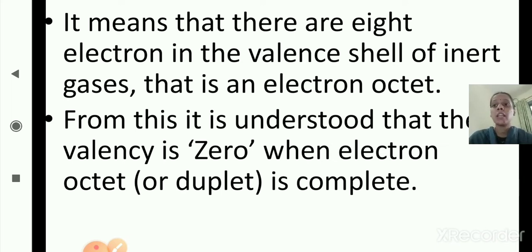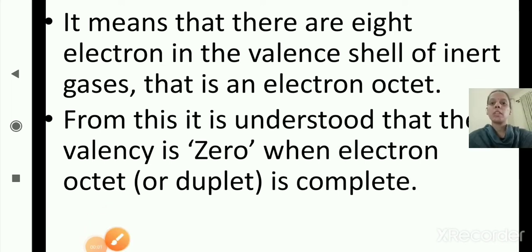It means that there are 8 electrons in the valence shell of inert gases, that is an electron octet. From this it is understood that the valency is 0 when the electron octet or duplet is complete. So we have understood that the inert gases we have just studied have valency 0, because their valence shell, their outermost shell, is completed with the octet or with the duplet. They already have 8 electrons in the outermost shell, so their valency is 0. I hope you are clear till here.